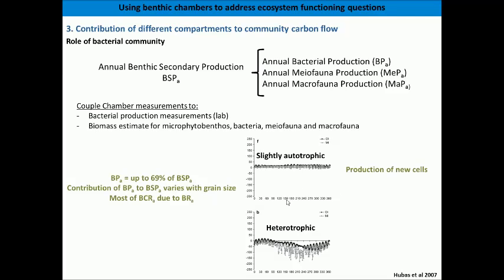So at the sandy station, there was low organic matter, resulting mostly in the production of new bacterial cells, whereas at the muddy site, there was an excess of organic matter, resulting in high bacterial respiration.